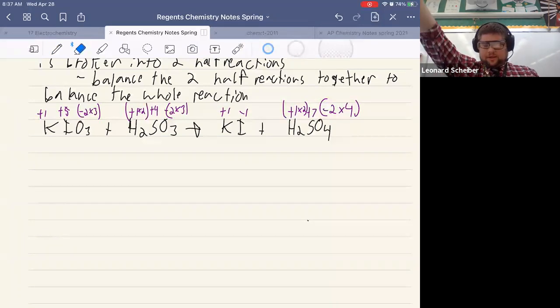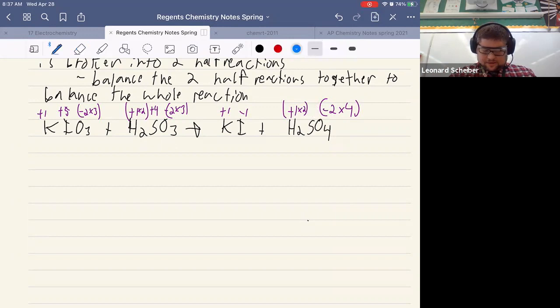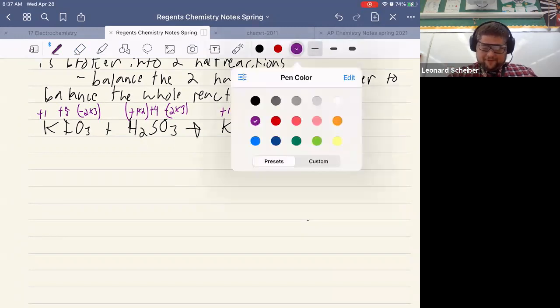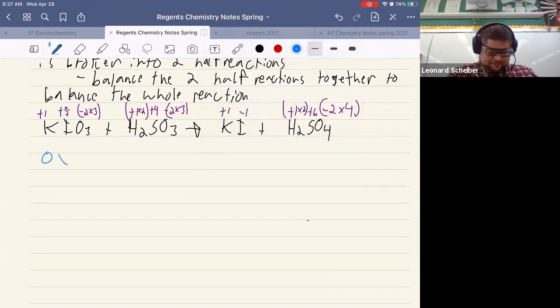Let's try this a third time. So I messed up here. S is not +7. S over here is actually +6. So S should be +6 there. Okay. Let's write out our two half reactions again. Oxidation, reduction.